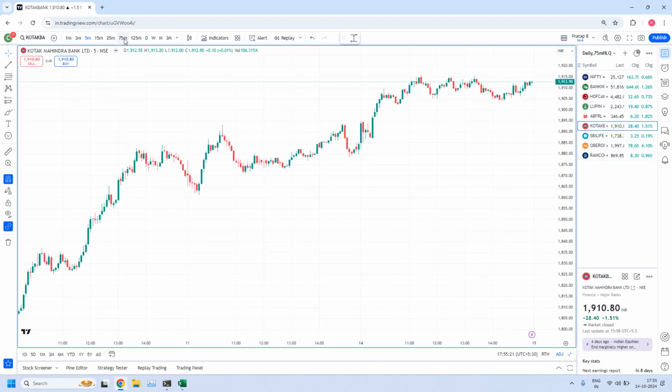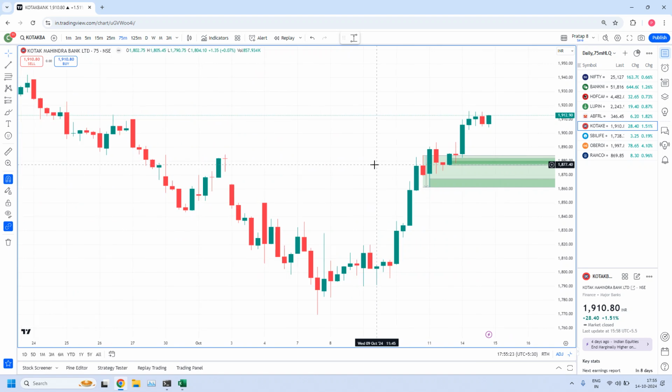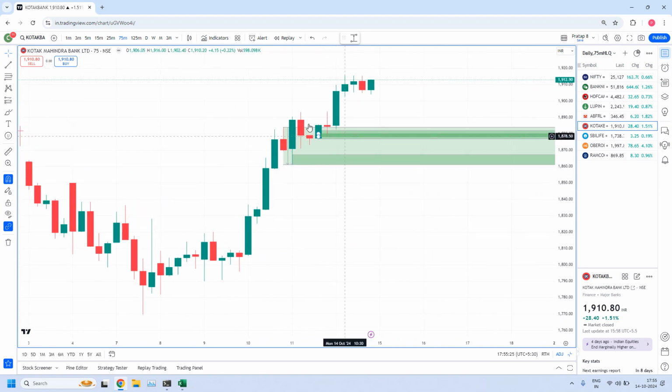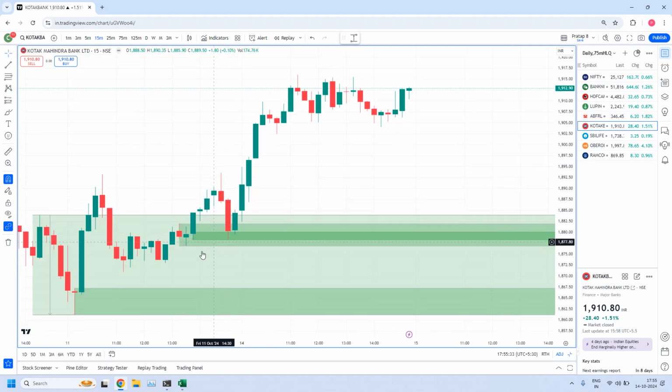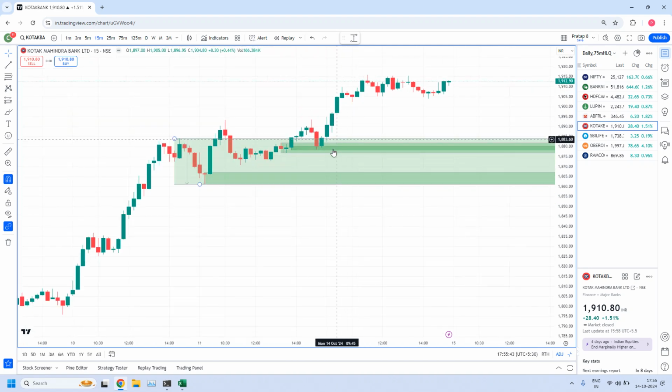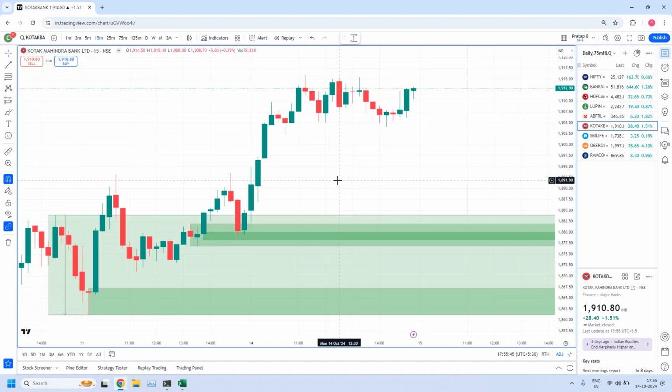Kotak Mahindra is a 75-minute zone. Prices didn't come. But how I fine-tuned, let me explain. This is fine-tuned with 15 minutes drop base rally and again a rally base rally. Friday it gave a trade. See here Friday. And today's movement is a continuation of Friday's price action. Friday it was a successful trade.